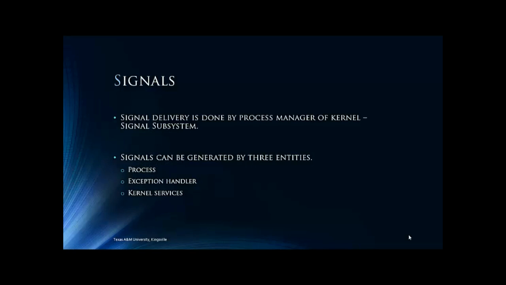All right. How do signals work internally? How do they get generated? How do they get delivered to the destination process? One thing is signals can be sent only to a process. Signal delivery is done by a process manager of the kernel, which is known as the signal subsystem. There are three entities by which a signal can be generated. They are process, exception handler, and kernel services.